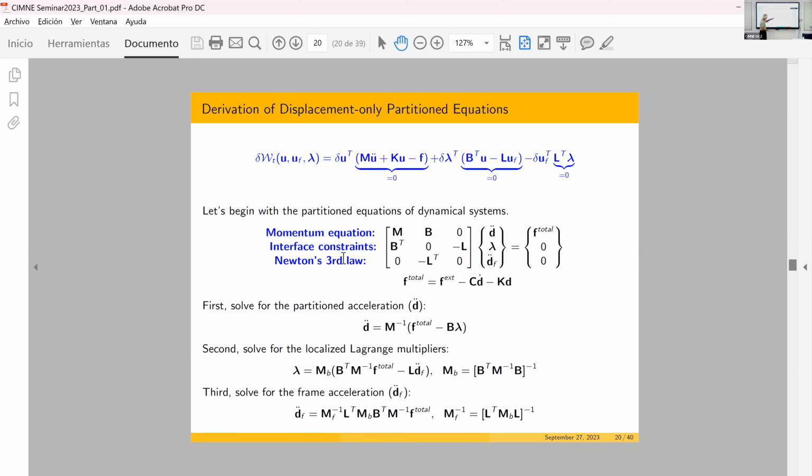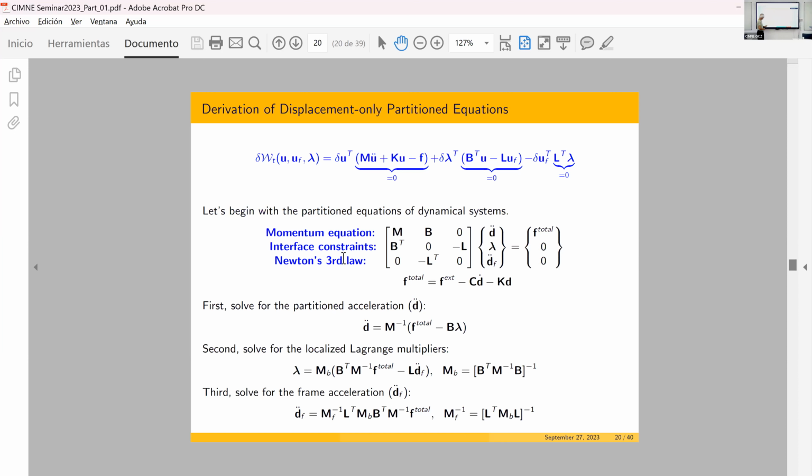So first thing is, I'm going to eliminate, represent D double dot in terms of F total, which has all the ingredients. There's the external force, there's damping force, there's an internal force, okay? Once I have that, I substitute this one into the second equation. Then lambda turned out to be like this. And I still have one unknown, D double dot F.